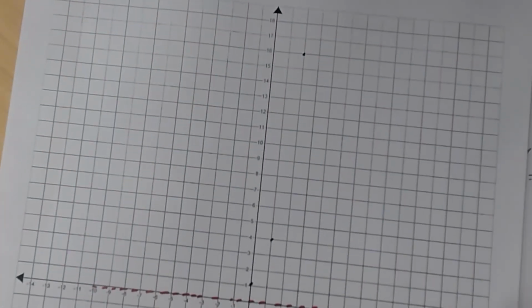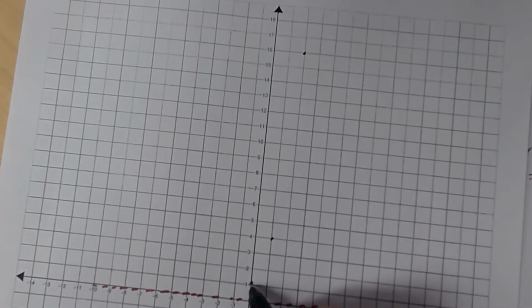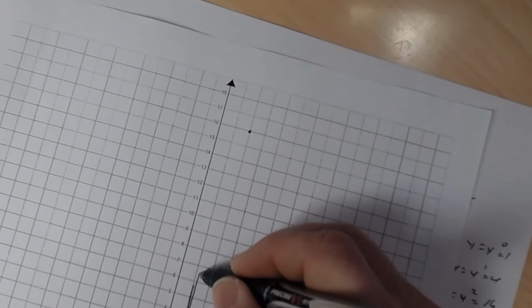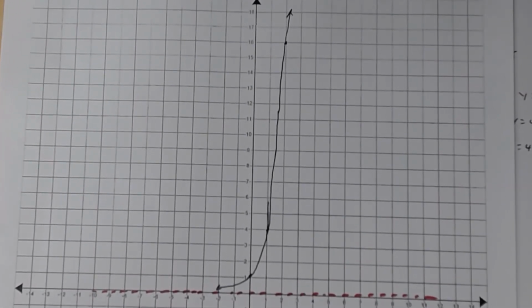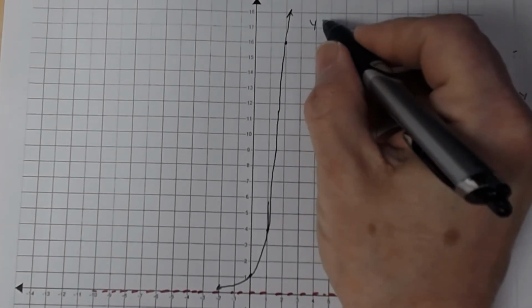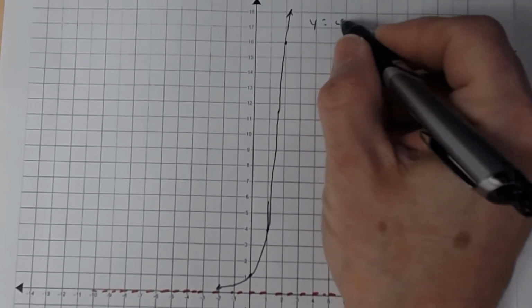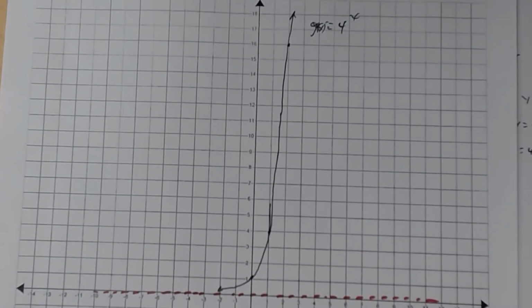This is going to be a little bit harder to deal with because of the space here. But here is the parent function. So just do the best you can with drawing this. Something like that. Okay, so there's the parent function right here. This is g of x, so g of x equals 4 to the x.